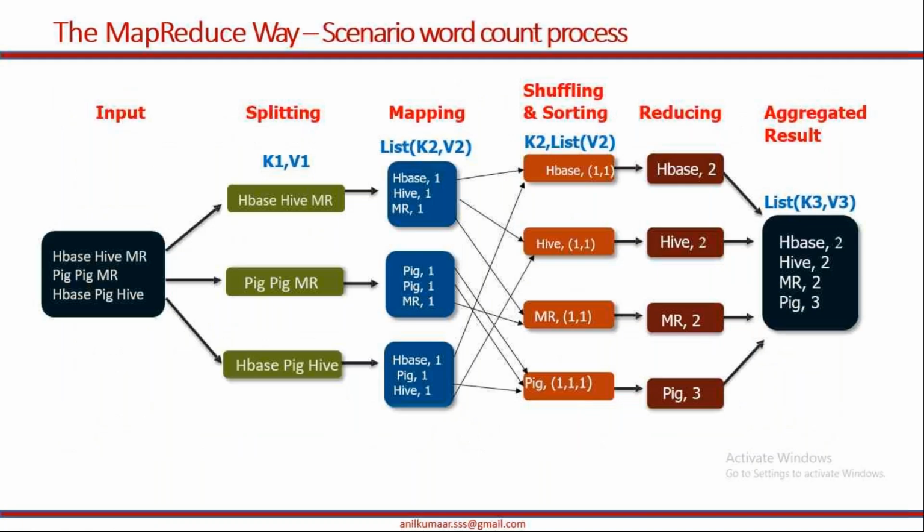If you look at this diagram, the user code or the business logic will only be involved in the mapper phase and the reducer phase. For the rest, we are not concerned with shuffling, sorting and splitting. As a developer we are not writing any business logic for that. We're just writing logic for only the mapper and reducer. So splitting, shuffling and sorting will all be taken care of by the framework itself.